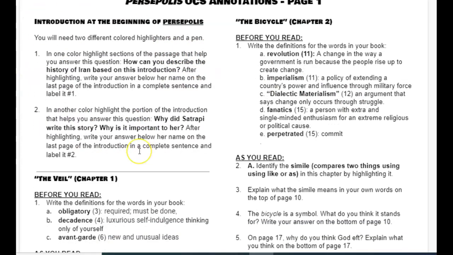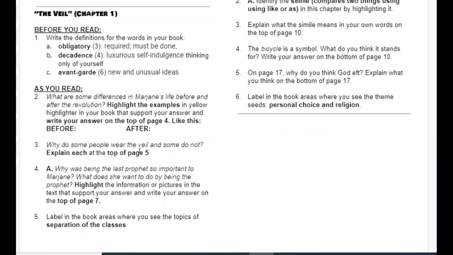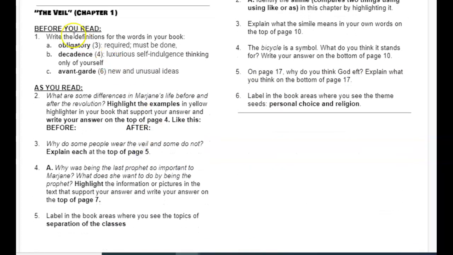But what you'll see each night, you'll have a bookmark, and it might look just like this right here. This is what chapter 1 will look like. Chapter 1 is called The Veil. And each night before you read, there's going to be some definitions. So it says, before you read, write the definitions for the words in your book. Obligatory, decadence, and avant-garde.